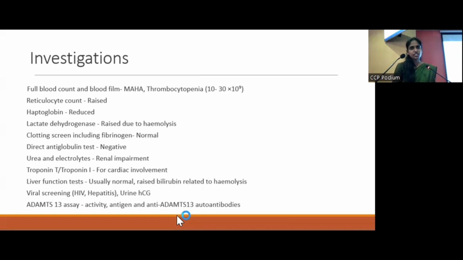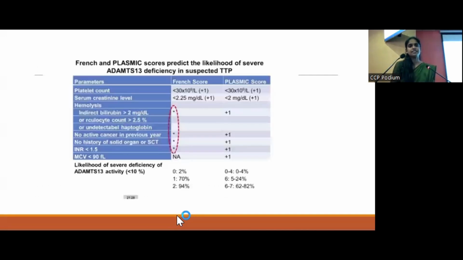To find out the etiology of TTP, we have to do the viral screening, HIV, hepatitis B, especially hepatitis B before we start the treatment of TTP, and urine HCG. The definitive investigation would be the ADAMTS13 assay, which assays the activity, antigen, and the autoantibodies, which is the specific investigation, but is not freely available in our setting.